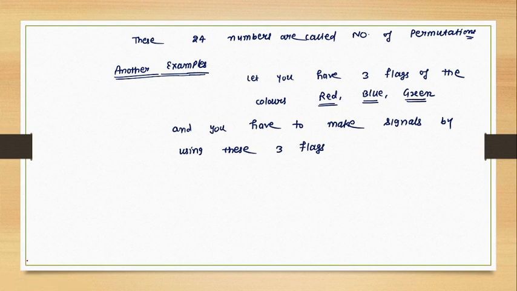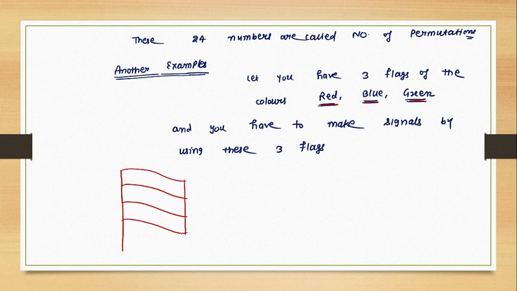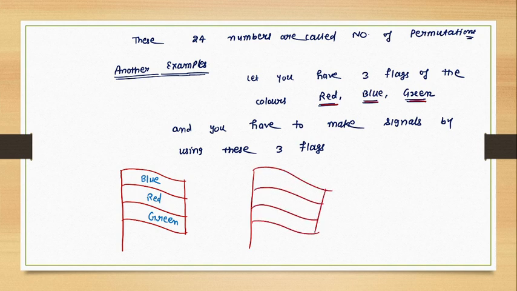Signals means railway signal. You have a stick and you have to paste these three flags on this stick like this. So just tell me, if we use the flag blue here, red here and green here, it is one of the signals that we can create. And now I create another signal by using the same three flags, here blue, here green and here red.